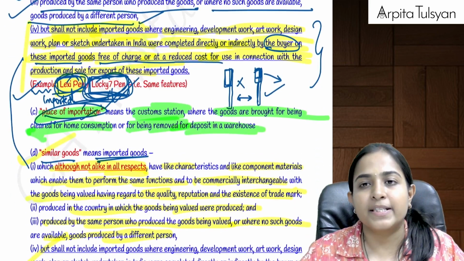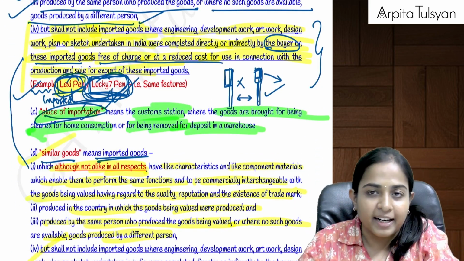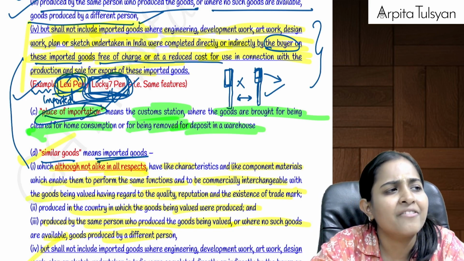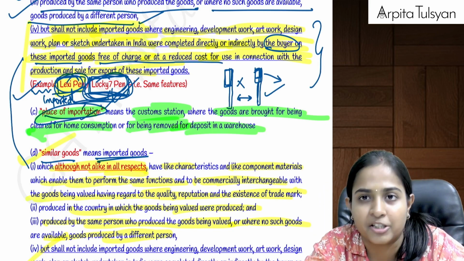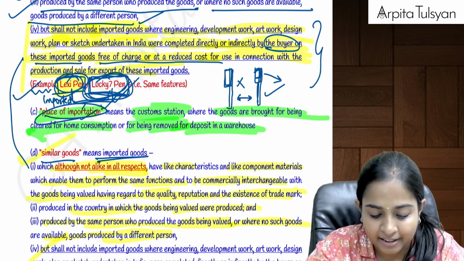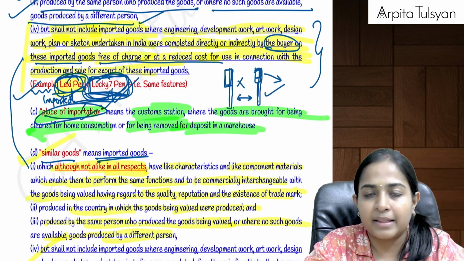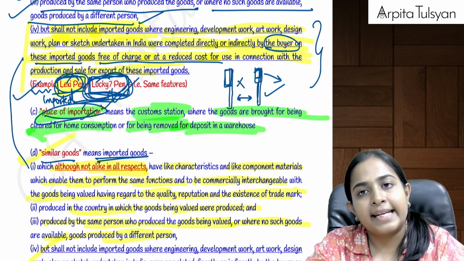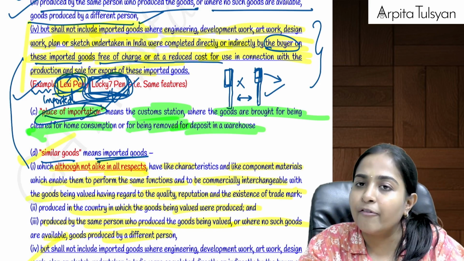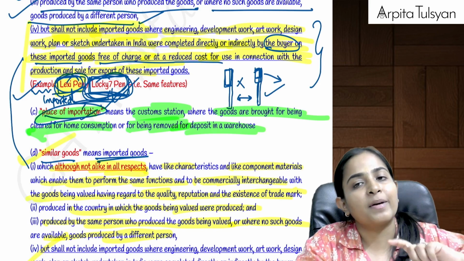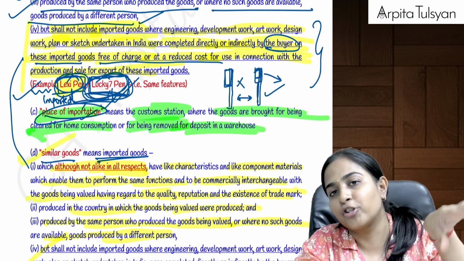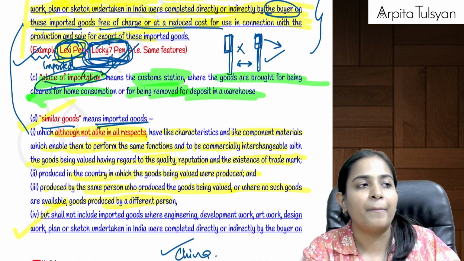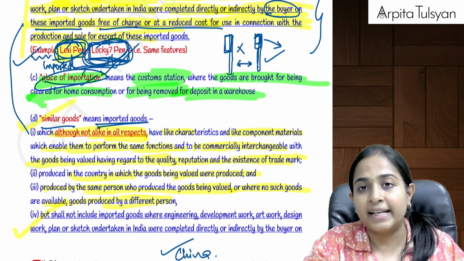Yes. Then the next one is similar goods. Now similar goods come after identical goods. Here they are telling that these similar goods are not alike in all respects, but they have similar features and they can be used interchangeably. Okay, they have the same functions, etc. But they can be used interchangeably. It's not a copy-paste kind of thing, but it can be used. And yes, these similar goods are also produced in the same country from where we have imported the goods. It can be produced either by the same person who produced our goods or by any other person, but it will not include those imported goods where engineering, development, artwork, design charges were completed by the buyer.